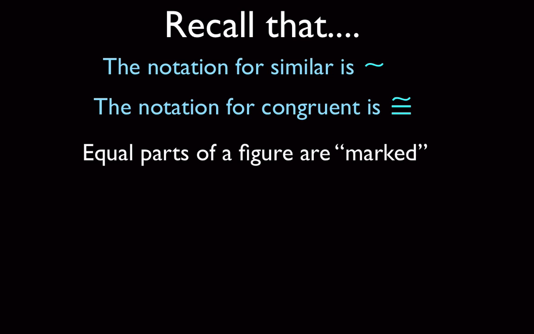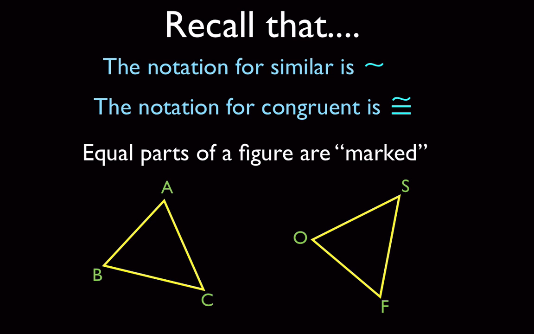And the other part that I want to make sure you remember is that when we talk about parts that are equal on a figure, we talk about parts that are labeled. So they will use one dash for those two sides being equal. If they want to say a second side, they'll use two dashes.